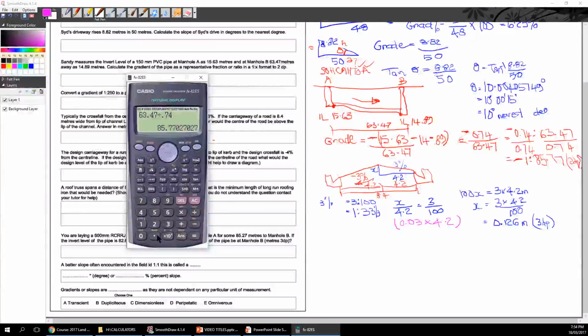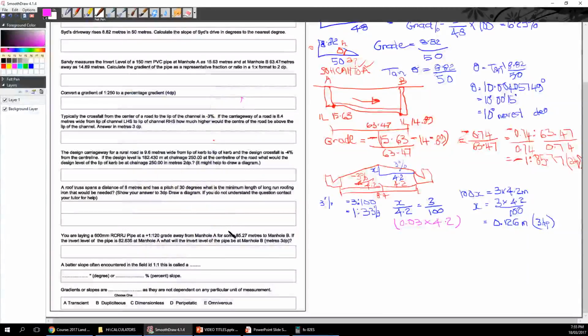So, all clear? 0.03 times 4.2 equals 0.126. All done and dusted. Okay. Typical cross. Oh, well, they've done that one. That one's done. All good.